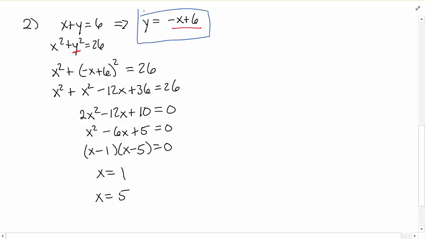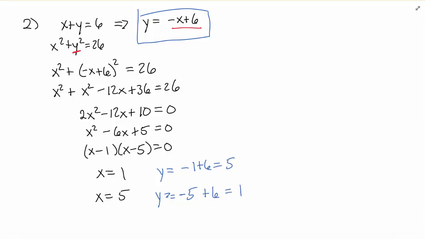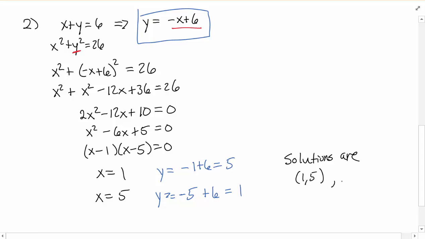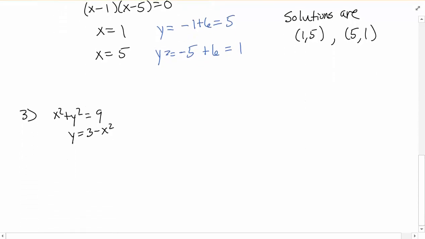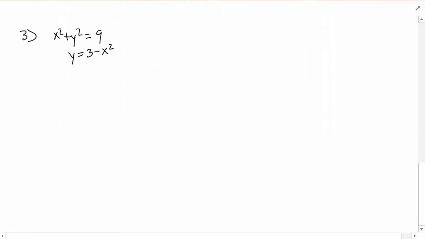Again, I'm going to go with the one where I already have y in terms of x, so for x is equal to 1, that means y is equal to negative 1 plus 6, that's 5. And for x is equal to 5, I'm going to get a negative 5 plus 6, that's 1. So my solutions are the ordered pairs. X is 1, y is 5, and x is 5, y is 1. That was delightfully symmetric. Doesn't always happen like that, but that was kind of fun. And again, sometimes you'll have two answers, sometimes you'll have one answer. It just kind of depends on what you're looking at.